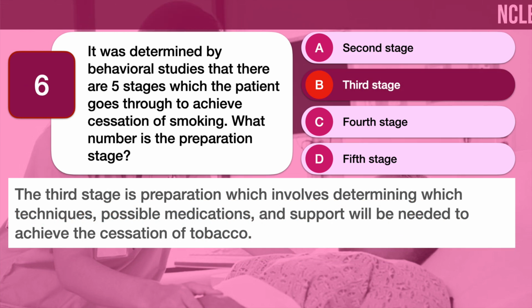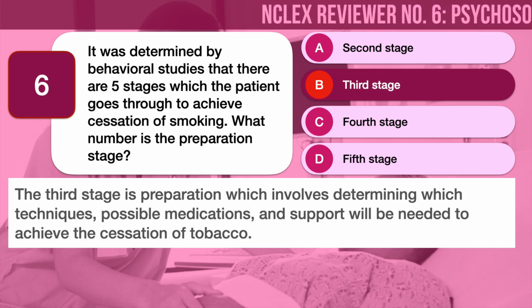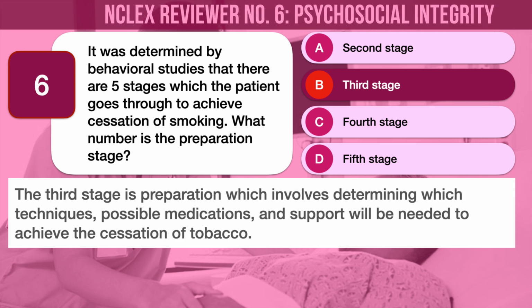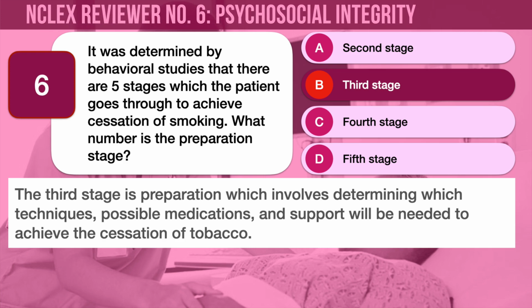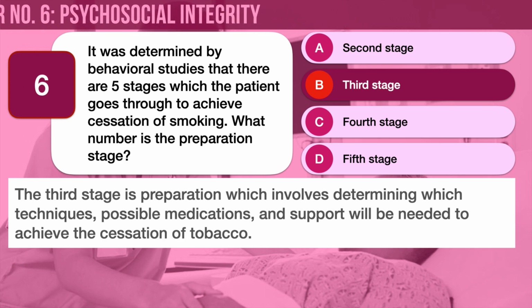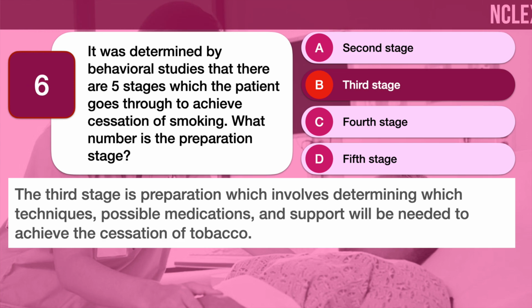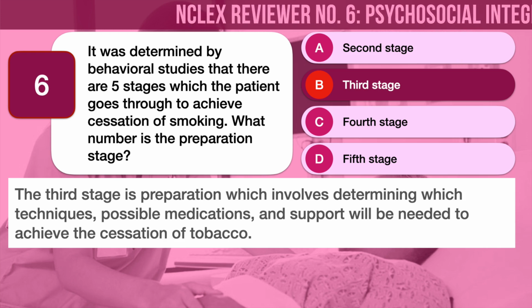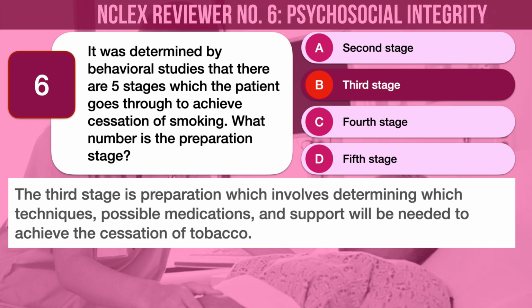Third stage. The first stage is pre-contemplation, in which the smoker considers possible reasons to stop in the foreseeable future. The second stage is contemplation, in which the future changes to now. The third stage is preparation, which involves determining which techniques, possible medications, and support will be needed to achieve the cessation of tobacco. The fourth stage is action, which is actively entering the process to end smoking. The fifth stage is maintenance, that starts after 6 months and establishes how the patient will continue to avoid the nicotine habit.